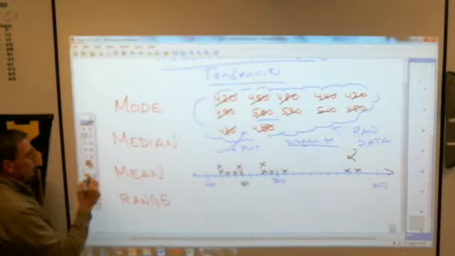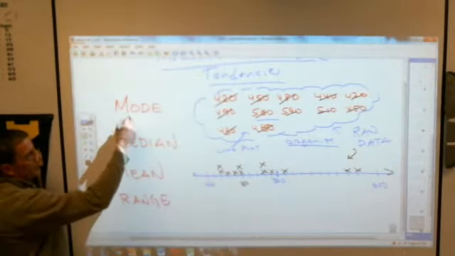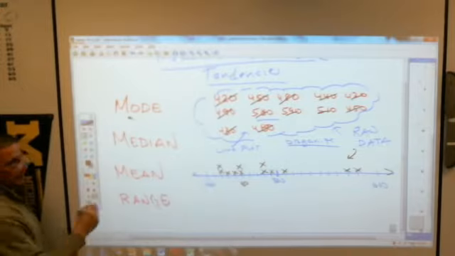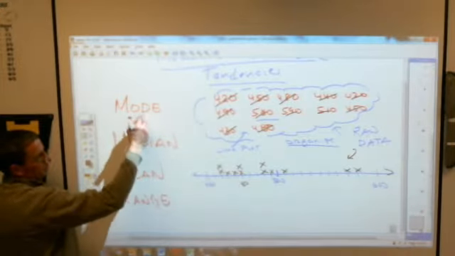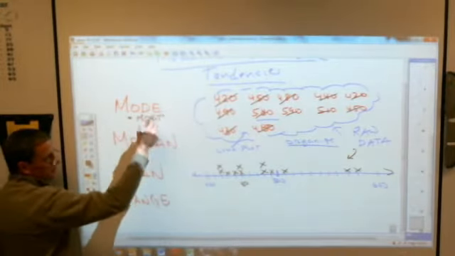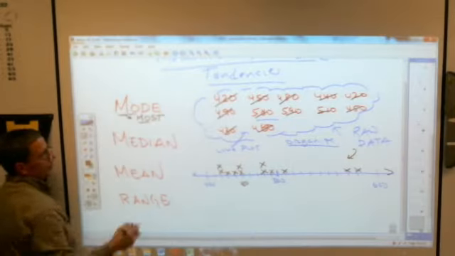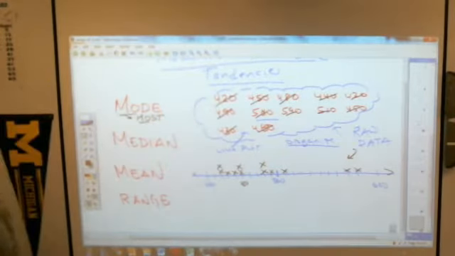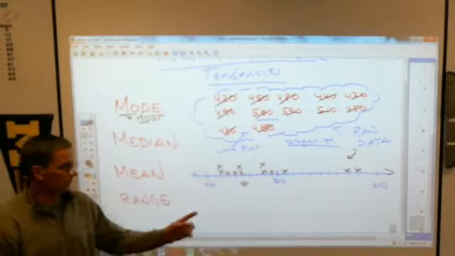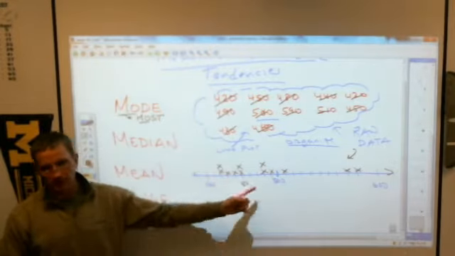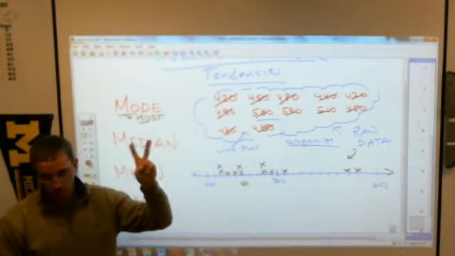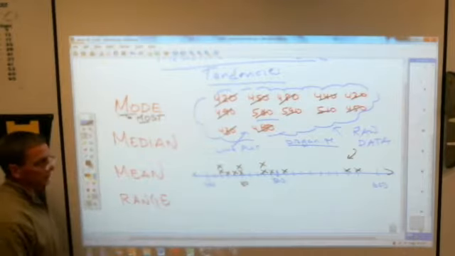What is the mode? Now we'll talk about this. Mode are the values that happen the most. Looking at our data, which one of these happen the most? In this case, there's two of them that happen the most. So my mode is going to be what?